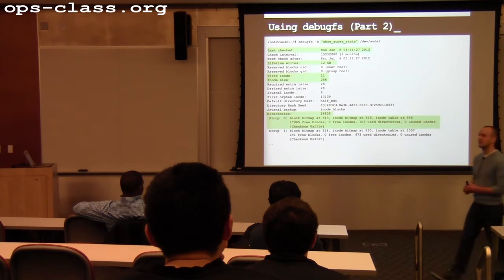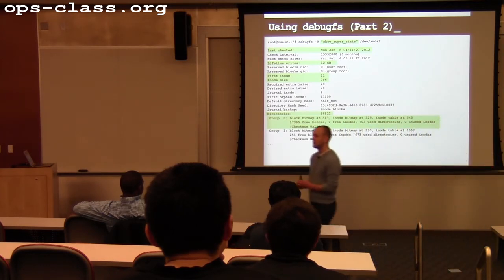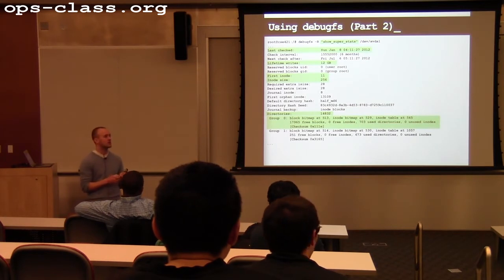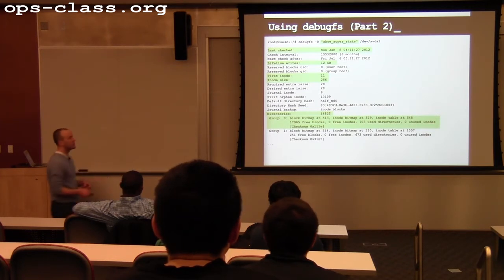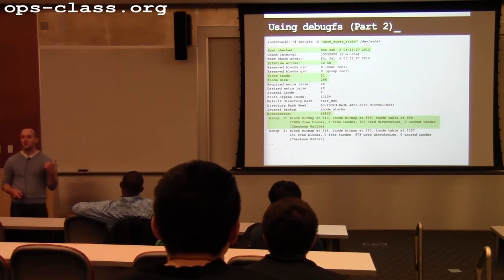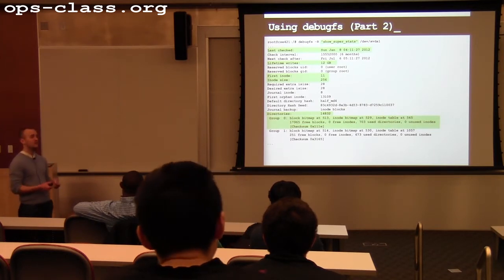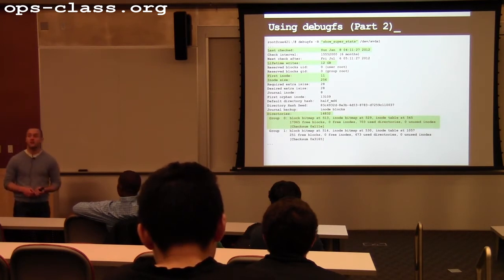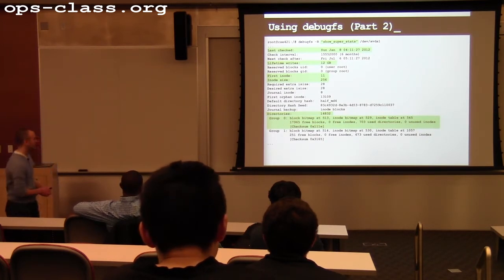People who are thinking about assignment 3 may be thinking about bitmaps, and what can I do with a bitmap pretty efficiently? Any guesses? The inode bitmap is used to allocate inodes. So when I want to find a free inode, I look in the inode bitmap and I look for a bit that's not set. So the inode bitmap is going to reflect which inodes are in use and which inodes are not.